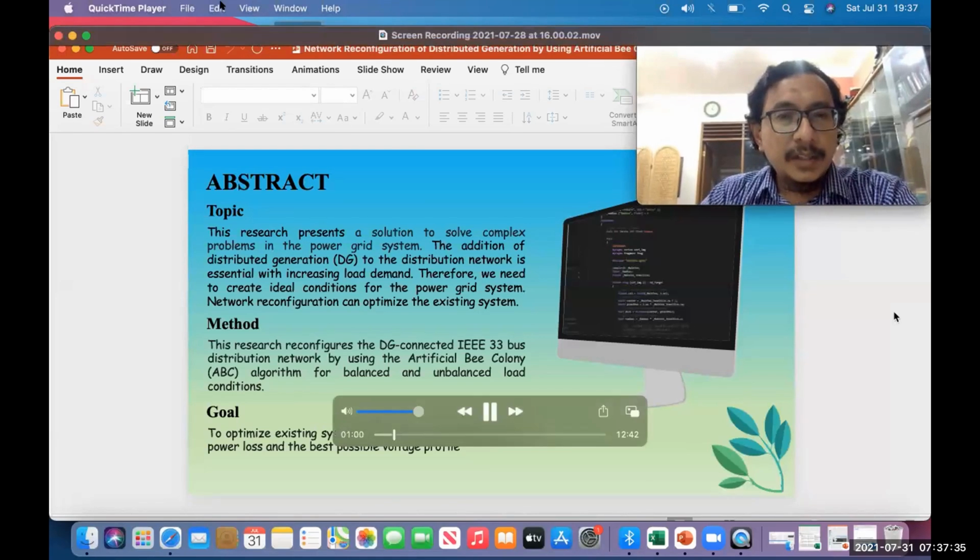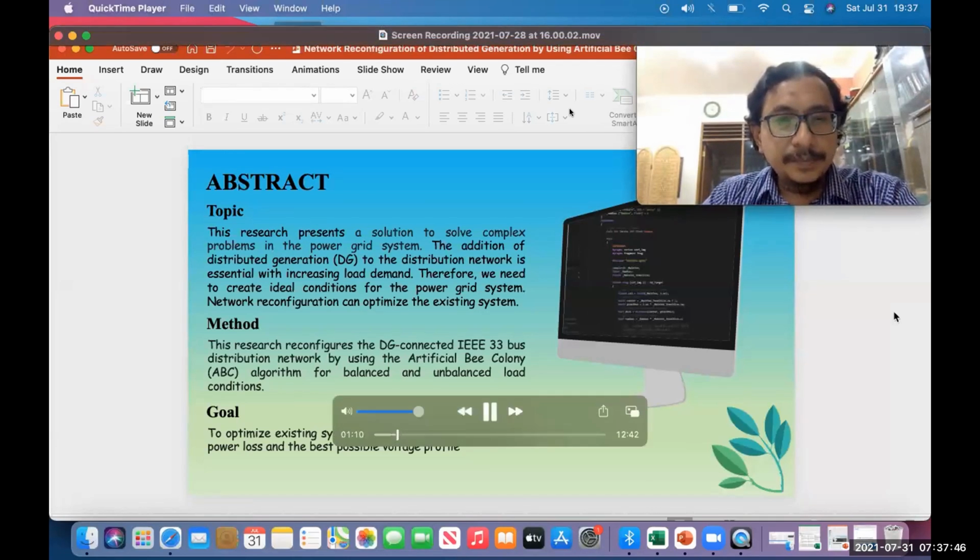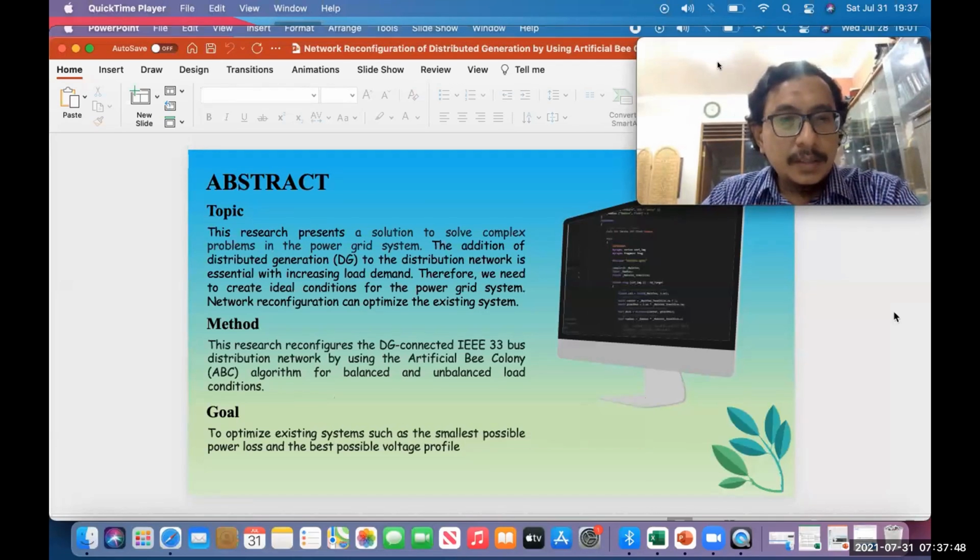In this method, the distributed generation is connected to the IEEE 33 bus distribution network by using the artificial bee colony algorithm for balanced and unbalanced load conditions. And the goal of this research is to optimize existing systems, such as the smallest possible loss and the best possible voltage profile.